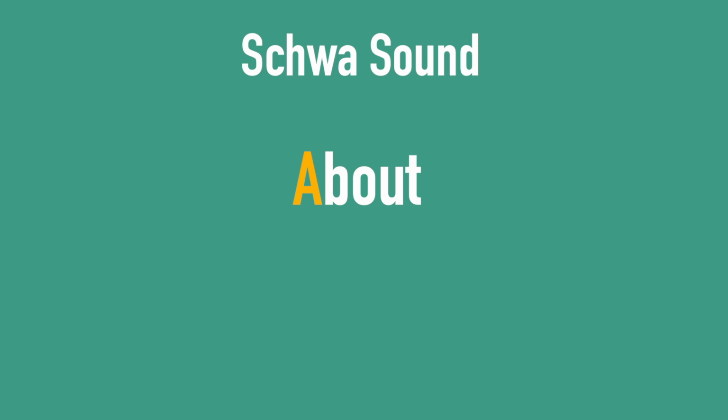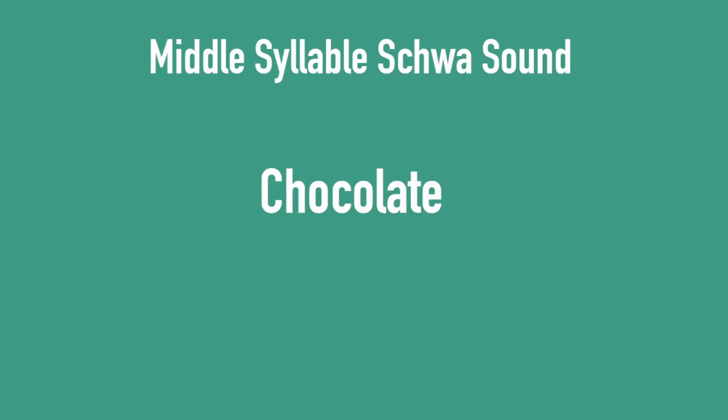About. In some words, American English speakers tend to cut out the schwa sounds if the schwa sound is a middle syllable in a word. For example, let's look at the word chocolate. We could say chocolate the way that it's spelled, or as we Americans normally do, we say chocolate. We cut out the schwa sounds in the middle, and now it's only two syllables, chocolate.